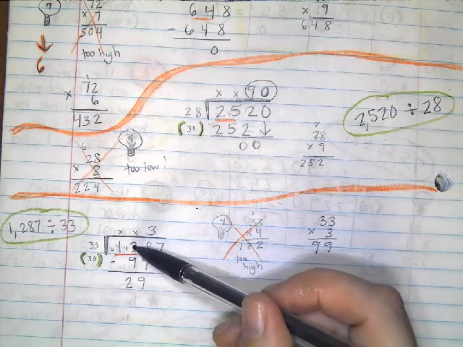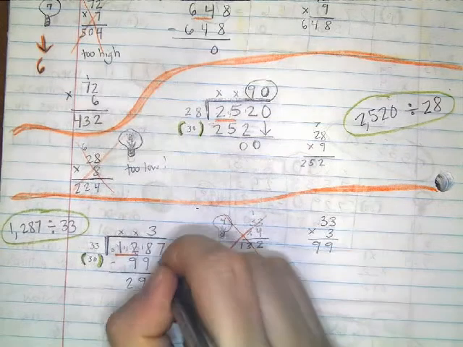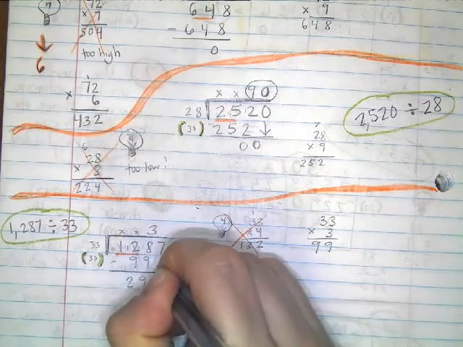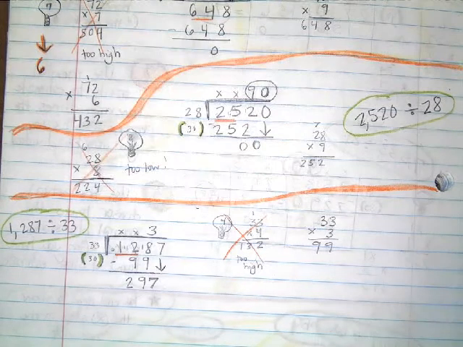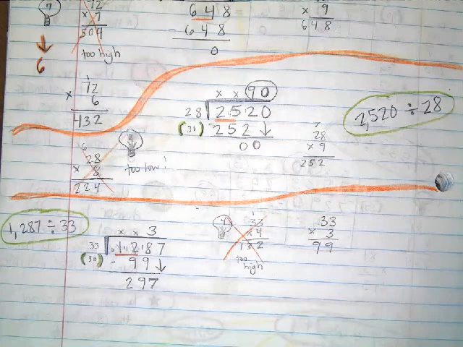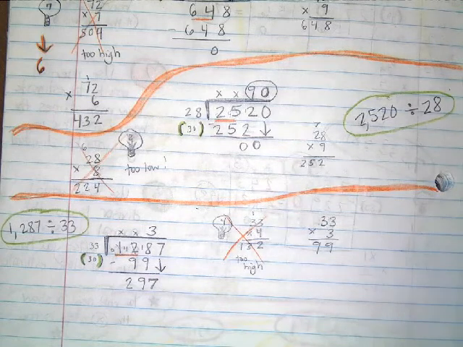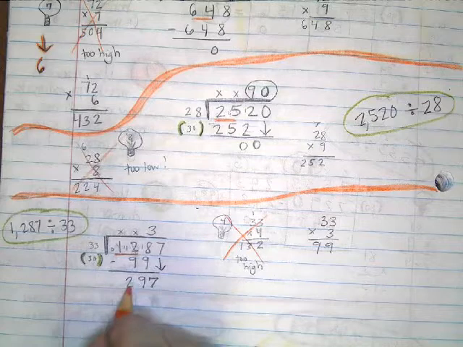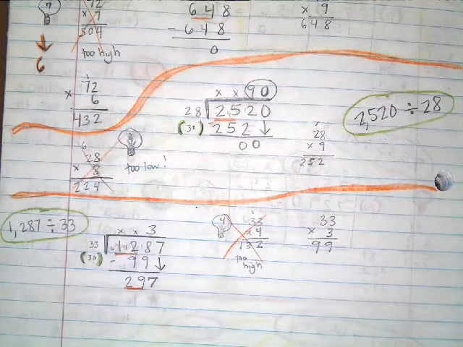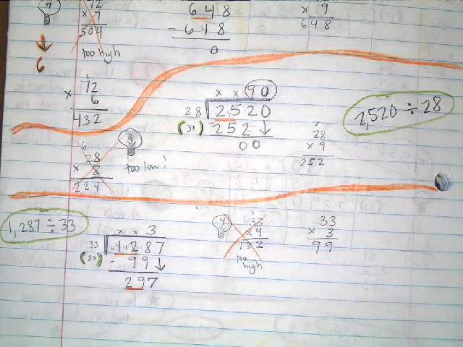Lots of borrowing here. You have 29 left over, I think. And bring down the 7 and start over. 297. So I start over again, and I look at the first two digits, 29, underline them in orange, and I think about 30.